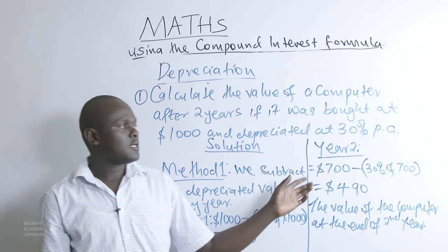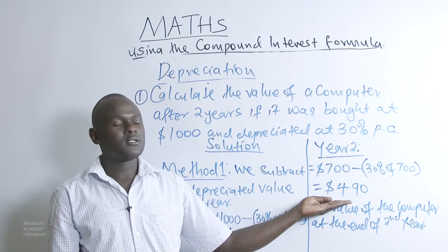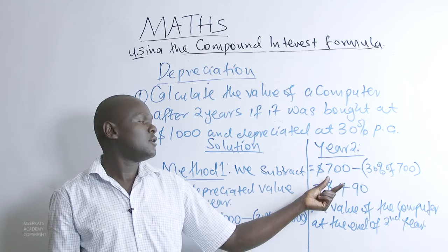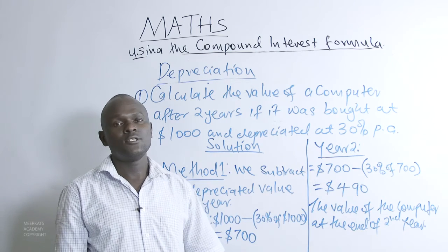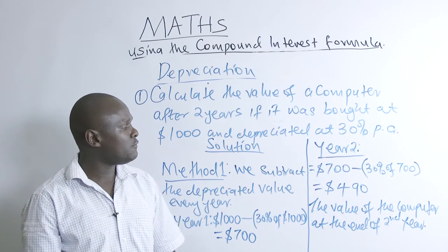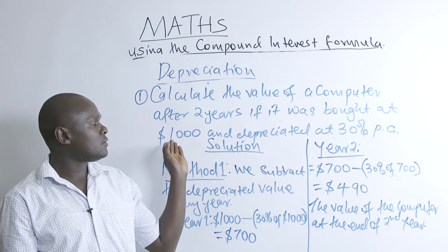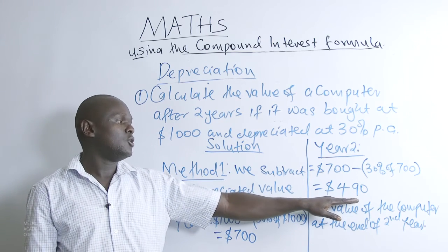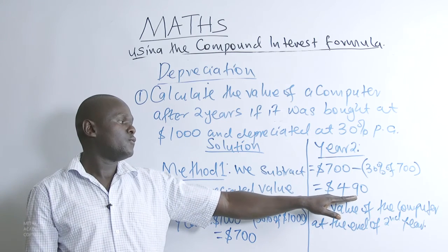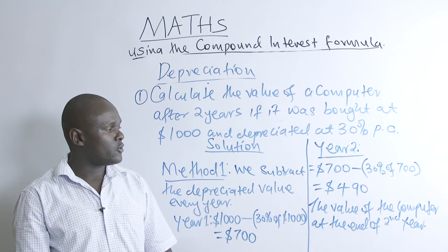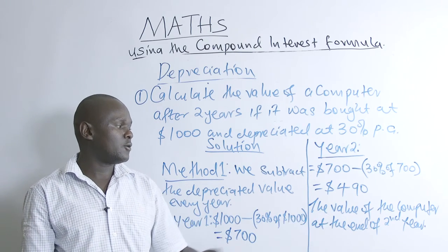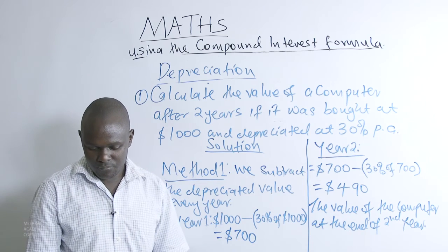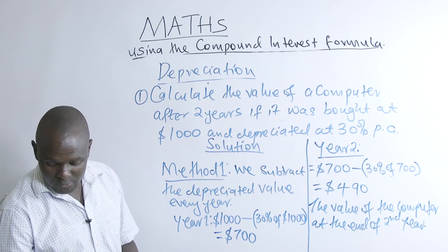So this is the value of the computer at the end of the second year. The computer will be valued at $490. And remember, the initial value of the computer was $1,000, but it has depreciated to this level where it is only worth $490. This is the value of the computer at the end of the second year.